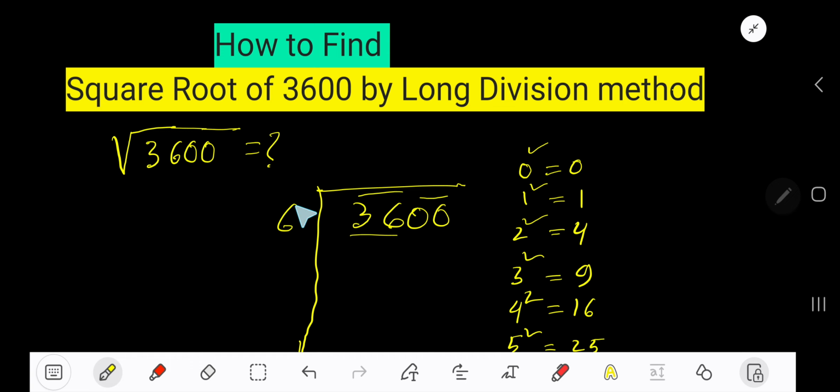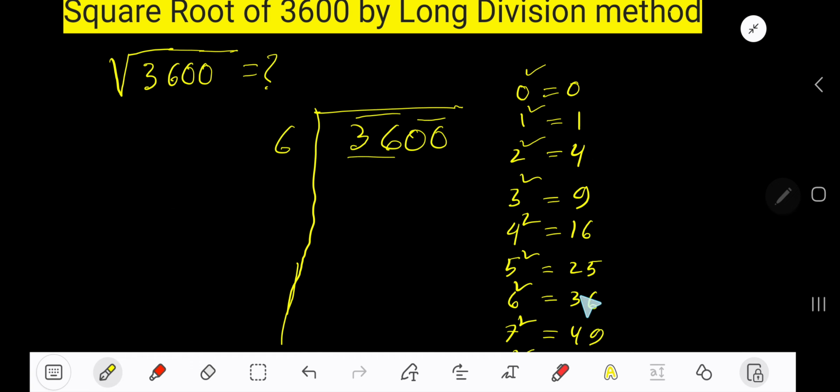If you take 6 squared, it equals 36. So 6 is correct. Same digit will come to the quotient side also. 6 times 6, 36. Subtract, you are getting 0. Bring down the next pair.